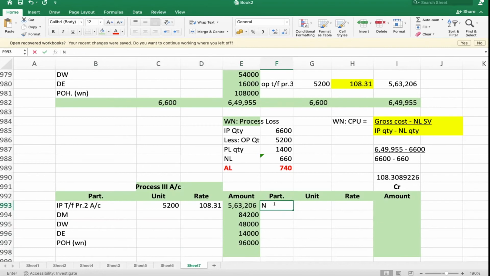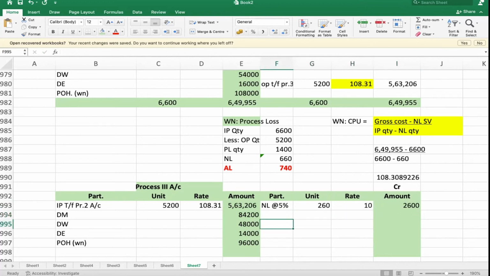Credit side, normal loss at the rate of 5%, not on input. So 5,200 into 5% is equal to 260 units. Salvage value, same, 10 rupees. Am I right? Check it up. Sometimes a different value will be there: process 1, 10 rupees; process 2, 11 rupees; process 3, 13 rupees. So you have to identify accordingly.